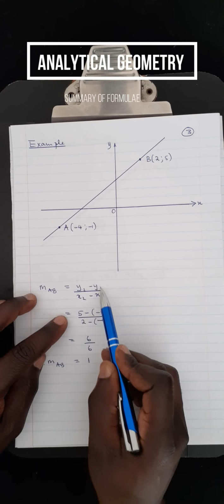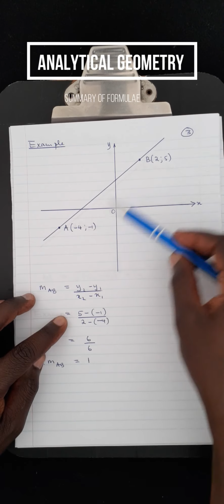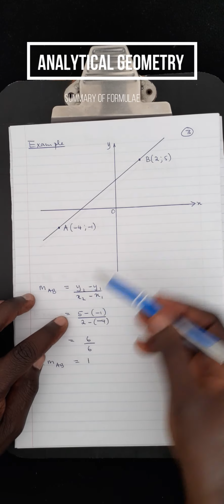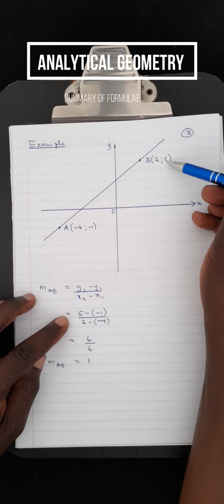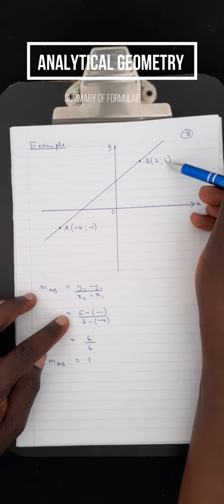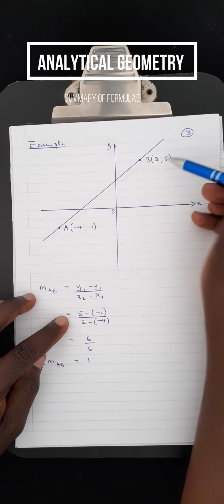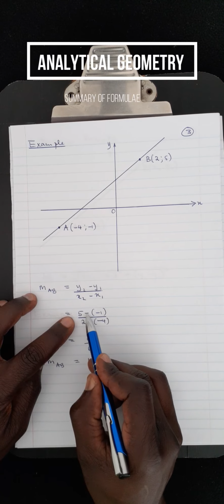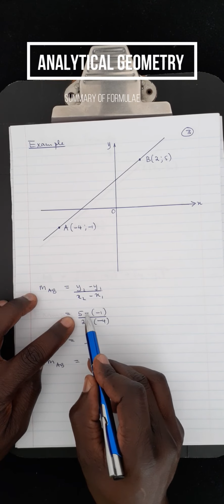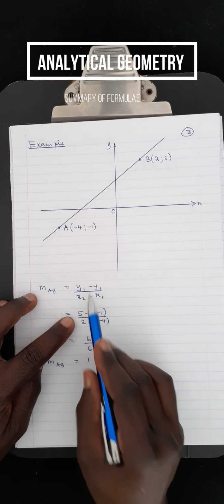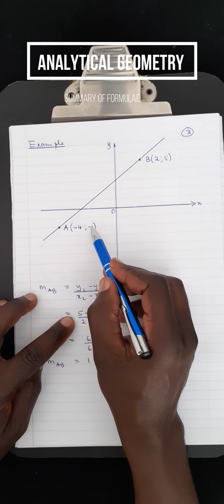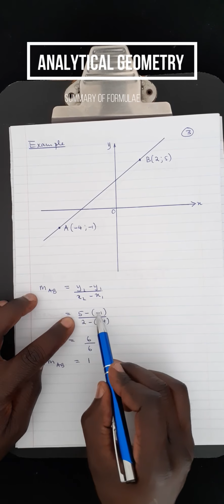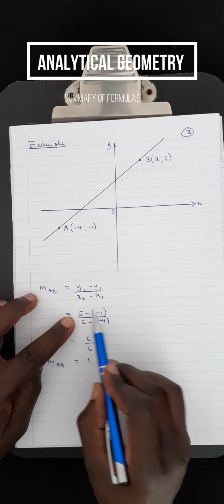So substituting these points into the formula means that y2, if I take B as my second point, is the y coordinate of B, so it's 5 subtract -1. So I've got 5 subtract -1. This subtraction is for the formula, and the -1 is for the y coordinate. Most students miss that part, so you must be careful.